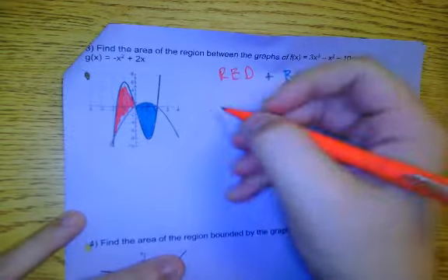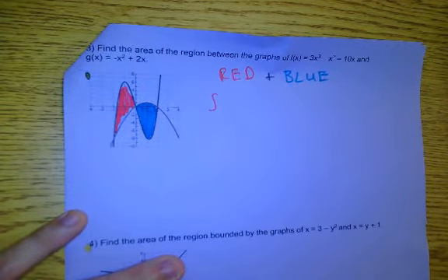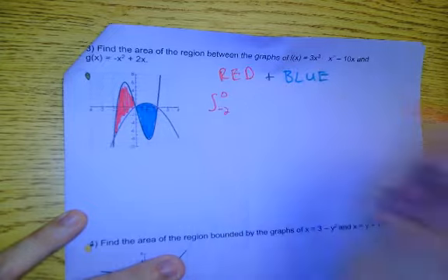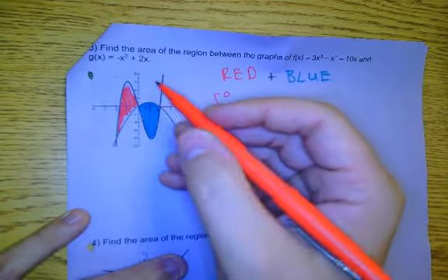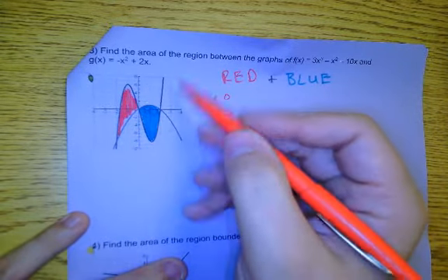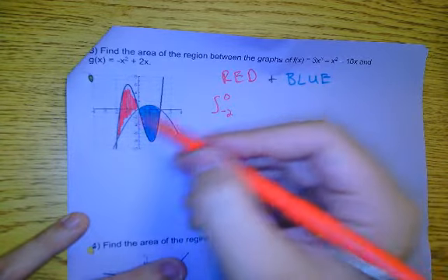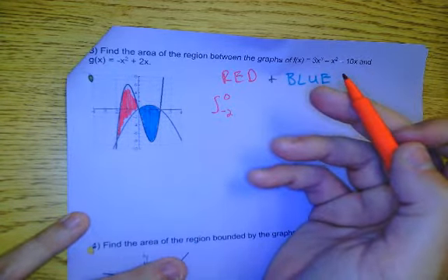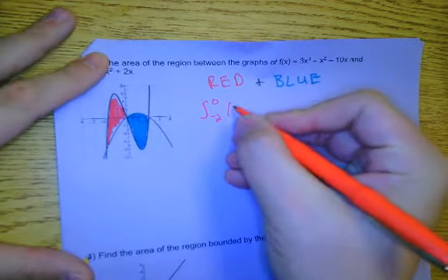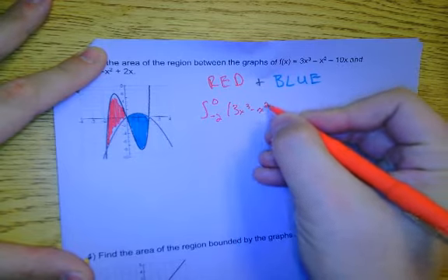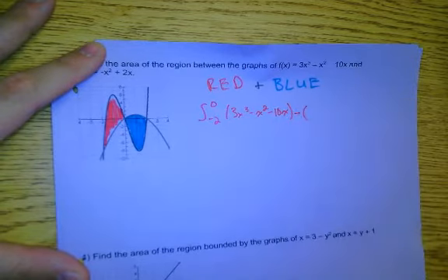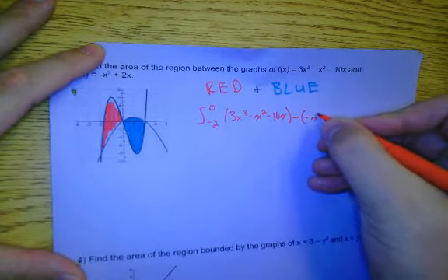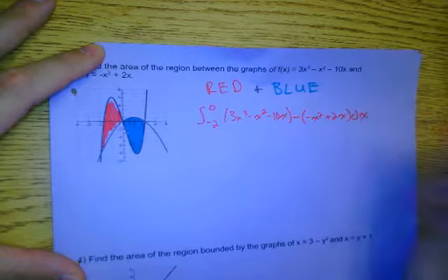Okay, so for red, let's set it up. What are my bounds for red? Negative 2 to 0. What's my bigger? Yeah, so it's nice to know which one's which. By the way, the one that has multiple maxes and mins, that's the cubic. The other one, with just one max or one minimum, would be the parabola. So it's going to be 3x cubed minus x squared minus 10x, minus, what's the little one? Negative x squared plus 2x, dx.